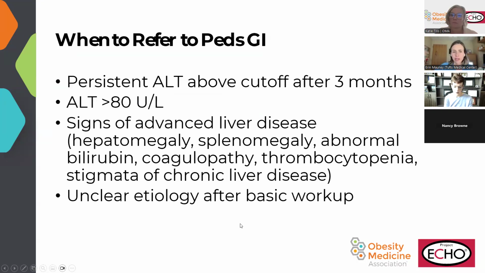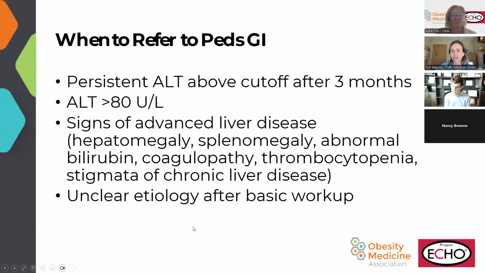When do you get me involved? So I would say if a patient has the ALT that stays above the cutoff at that 3 month time point, and you have access to PEDS GI or a specialized PEDS obesity program, very reasonable to send at that point. If the ALT is ever at any point above 80, that would be greater than 2 times the upper limit of normal, then they really warrant screening for other liver diseases, including autoimmune liver diseases, Wilson's disease, et cetera. And so if it's ever above 80, I think that could be an immediate trigger to PEDS GI.